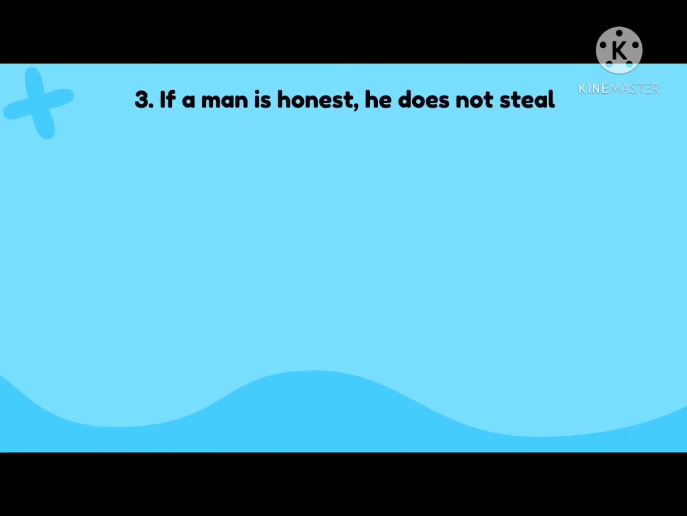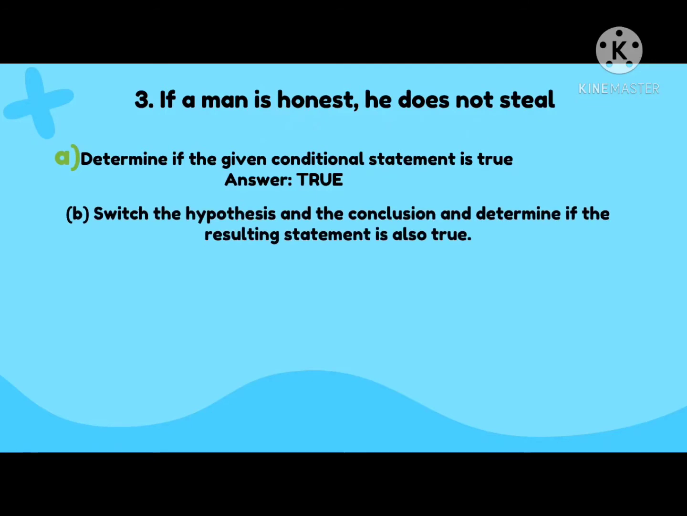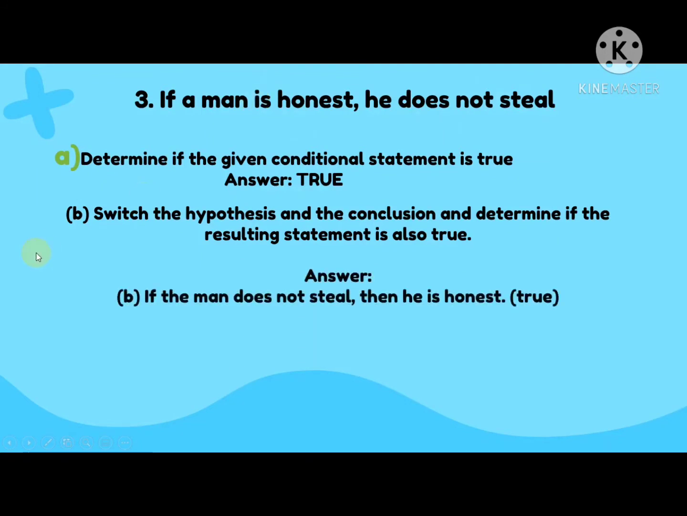Example number 3: if a man is honest, he does not steal. Determine if the conditional statement is true. That's correct, right? If a man is honest, he does not steal. So, this is true. Switch the hypothesis and conclusion and determine if the resulting statement is true. Let's switch. If the man does not steal, then he is honest.